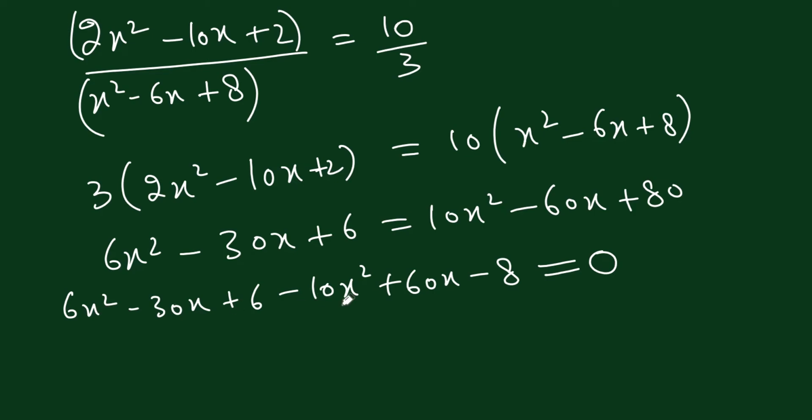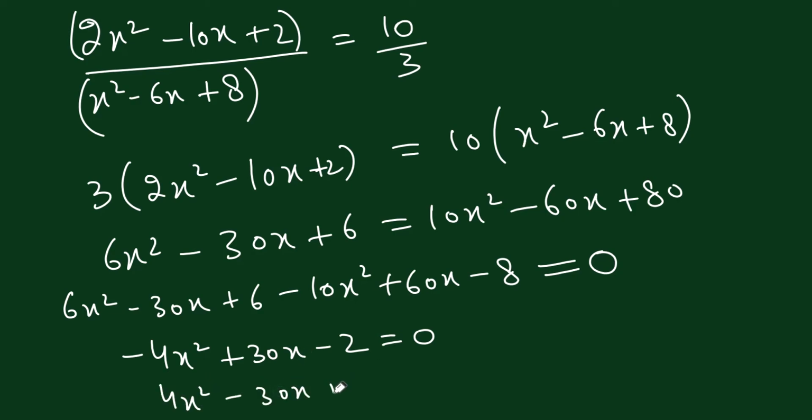Again you see 6x square minus 10x square is minus 4x square, bigger number sign. Minus 30x plus 60x is plus 30x, plus 6 minus 8 is minus 2, is equal to 0. You may want to keep your x square term positive, so we can change the sign of x square term, but then we need to change sign of all the terms, as we do in many chapters like simultaneous linear equation. If we change sign of one term, all the signs change. So I can write it as 4x square minus 30x plus 2 is equal to 0. So minus became plus, plus became minus, minus became plus, and 0 is just like that.